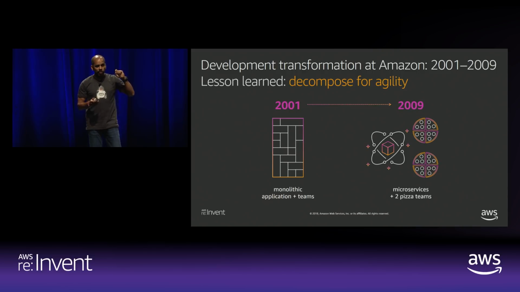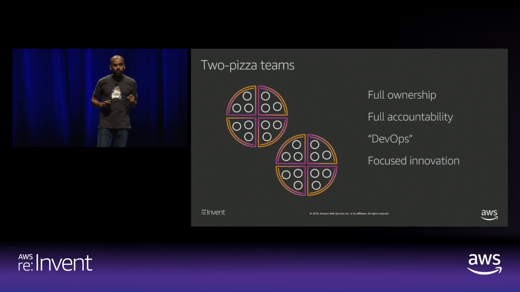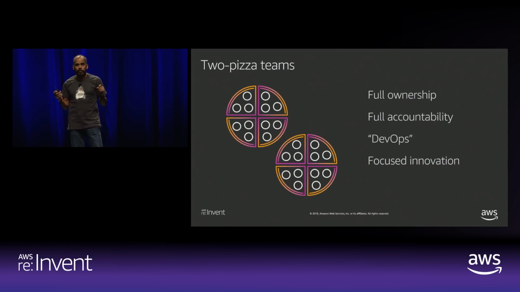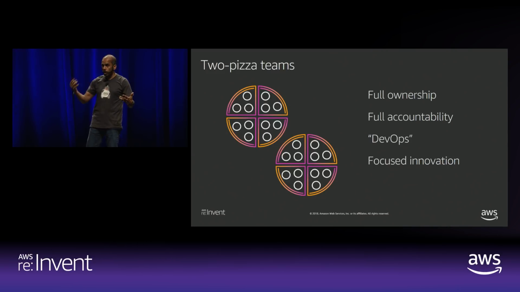Two-pizza team is really about full autonomy. It's a single-threaded discussion. You build the product, you run the product. You are creating a microservice that is working for you. You have full accountability of it. You have the full ability to change any underlying implementation of it. You perform the DevOps model where you build it, you run it, you break it, you fix it, and you move on with it.